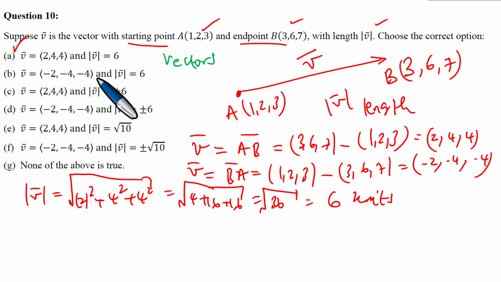So what is your take here, Atlang? Strictly speaking, the vector AB would be 2, 4, 4 with length 6 units. But this other one is going to be in the opposite direction. It's going to be like vector BA. We don't love that one. The correct answer here is going to be exactly that.